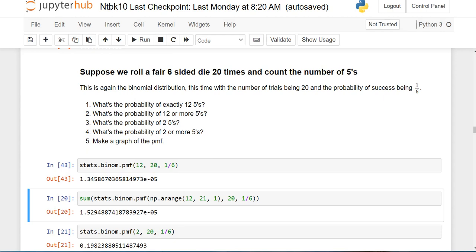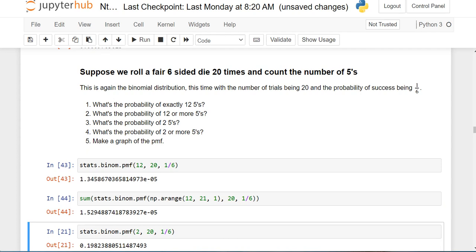Okay, now look at the next thing that we have to do. It says the probability of 12 or more fives. So that's having 12 or 13 or 14 all the way up to 20. So that explains the NumPy arange going in. The arange 12, 21 is going to get the integers between 12 and 20. 20 is going to give us the number of trials. 1/6 is the probability of success. And when we calculate that or estimate that, again, we get something close to 0.